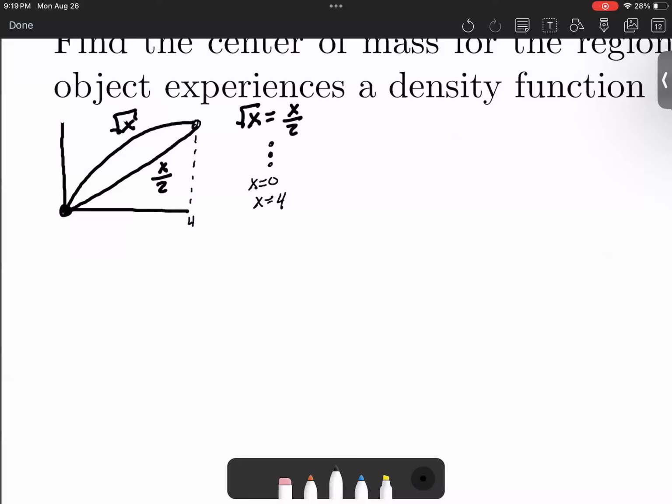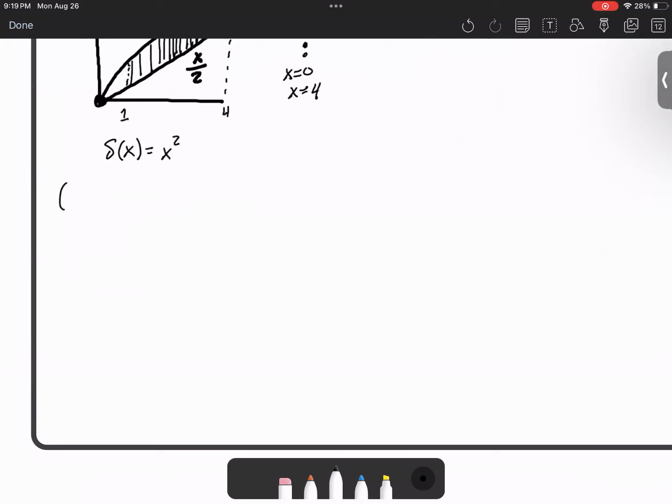Now, we don't want to integrate from 0 to 4. The problem specifies that we want to integrate from 1 to 4 between these two functions, and our density function is the quadratic x squared. So it's not really dense over here, but as we move away, it becomes more dense. Okay, so let's find this. In order to find centers of mass in 2 dimensions, we need 2 coordinates, an x center and a y center. Both of these are going to be found by taking moments and dividing by masses.